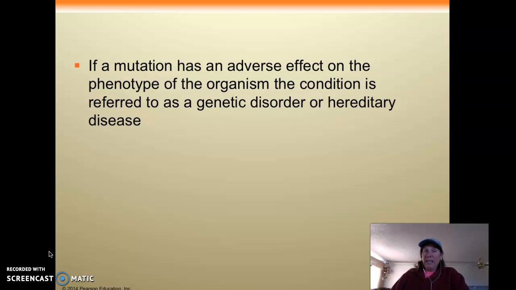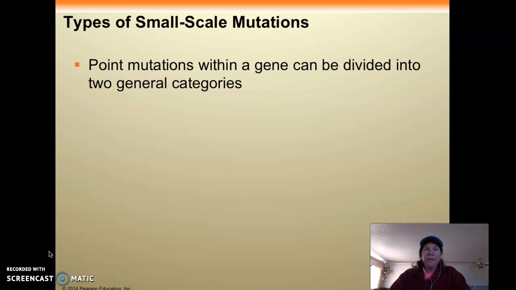Okay. If a mutation, again, that's a change, has an adverse effect on the phenotype, what something looks like, it can lead to genetic disorders, hereditary. And if it's a genetic disorder and it happens on the chromosome, and then it's passed on to the next generation, now it can be a hereditary disease like cystic fibrosis. So that's an example where a gene is altered and then it's passed on, and then it leads to hereditary diseases.